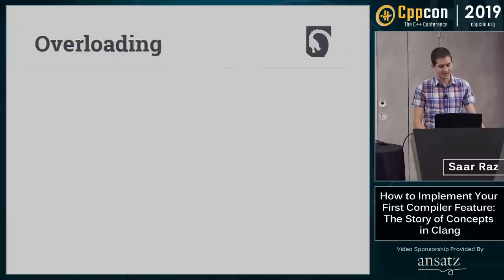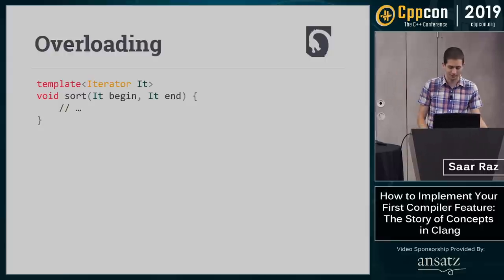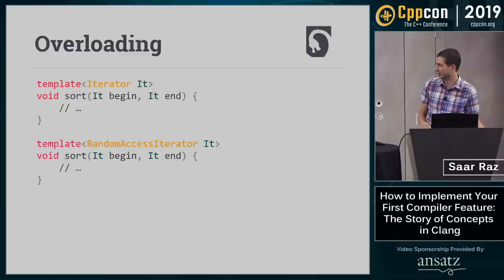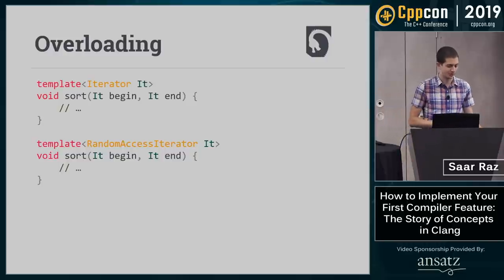Another cool thing you can do with concepts is overloading. You can, for example, having the sort function here, you can actually also write the name of a concept instead of a typename keyword, and have it mean the same thing as before with the requires. And you can also, for example, have another version of sort and overload them based on the concept. And here, if you were to call sort with a random access pair of iterators, it would know to select the second one because it is more specific.